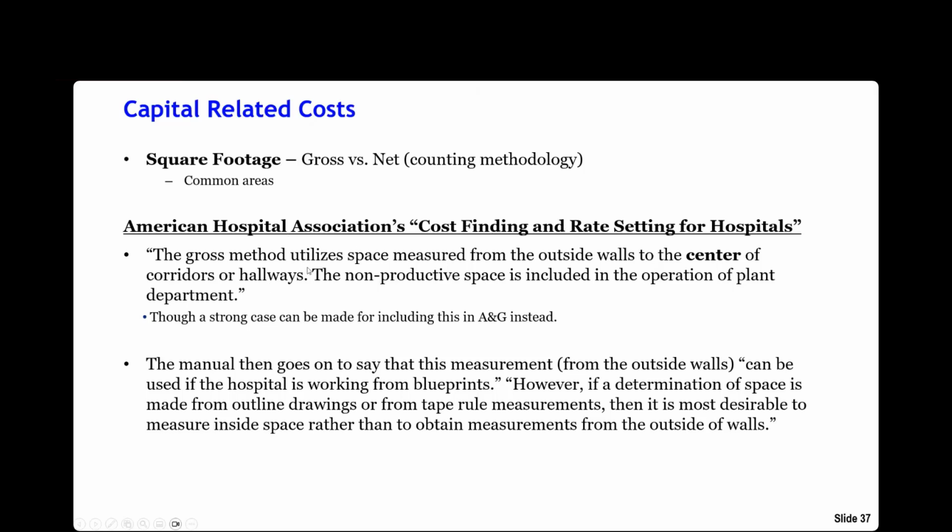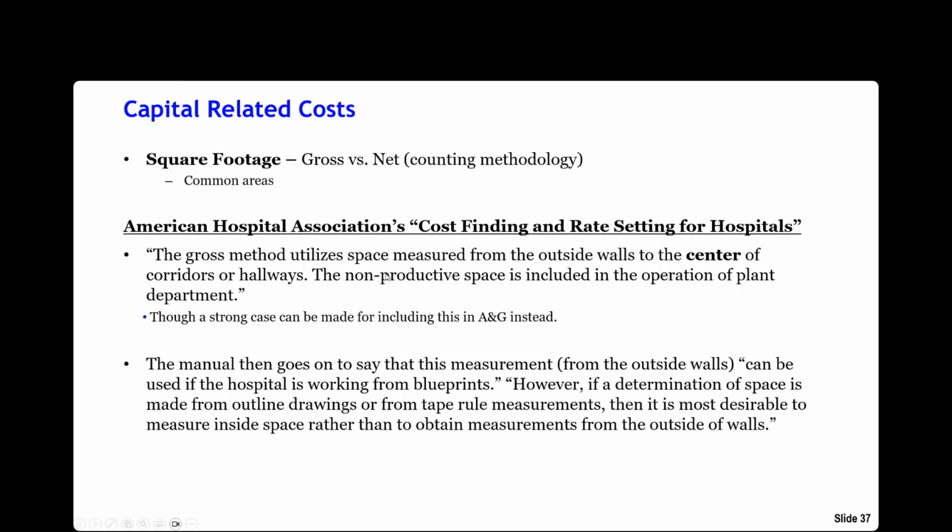The gross method, it says it measures from the outside walls to the center of nearby corridors or hallways. So if that particular room, that department, they get half of their hallway, the square footage for their hallway, and the other room across the hall gets the other half. So the point about gross is that you're counting all square footage, and then it's going somewhere.